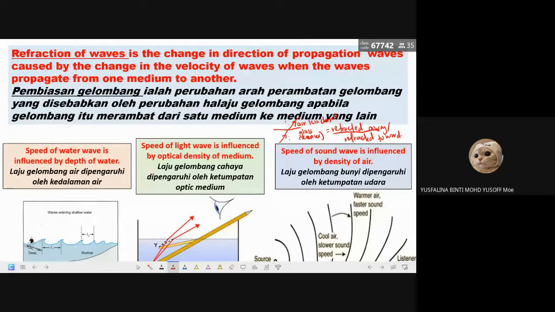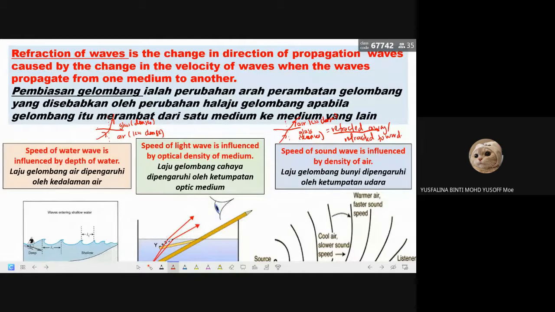Okay, but if the light, let's say this is the normal line, and this is air and this is the glass. So let's say the light comes from the air here. So this is the incident ray. Alright, so air is less dense, and glass is denser than air. So for this one, it will be refracted towards the normal line. So it will become closer to the normal line.